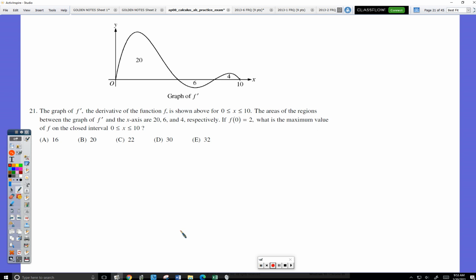Okay, look. You're reading the question for the very first time. This is what you should be thinking. The graph of f prime, stop right there. Here's f prime.